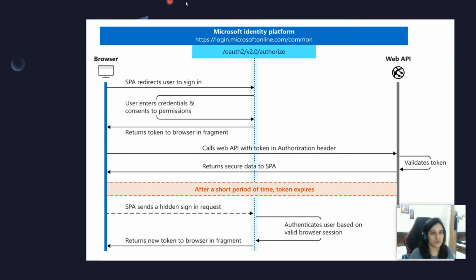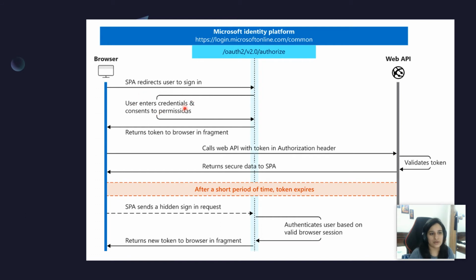This is the protocol diagram of the single page application. Here is the browser and here is my web API which I want to secure. The first request is the single page application redirecting the user to sign in. Basically it is redirecting to login.microsoftonline.com/common, where the user will be prompted to enter the credentials. You might have seen many applications show you a little pop-up asking the user to enter email and credentials. That's what this step is doing.